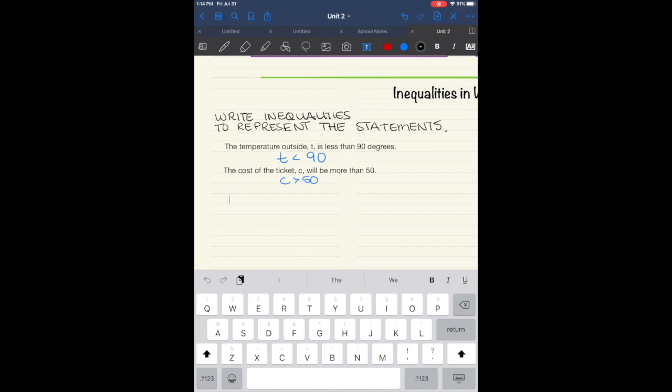The next one says your grade, G, should be at least a 70. So think about whether you think at least means bigger than 70 or smaller than 70. If you want at least a 70, that means you want like a 75 or an 80 or an 85. All of those numbers are greater. So Pac-Man is going to be eating G, but it can also be equal to 70. So we draw that line underneath it.